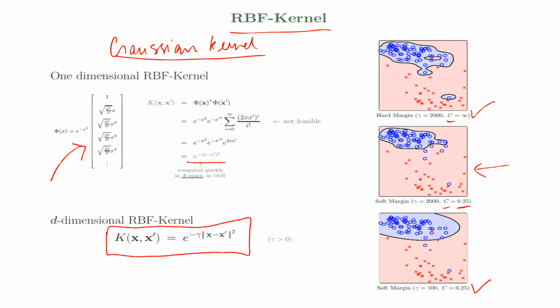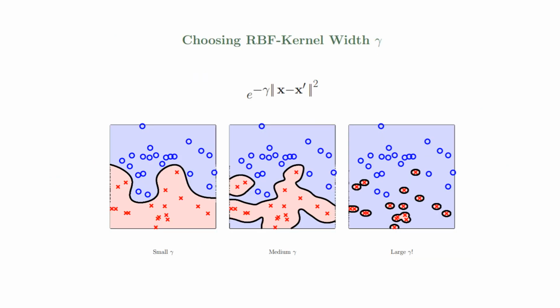where we are trying to balance both, right? With a slight change in gamma and C, we can see what happens to the final classifier. So let's analyze this a little bit. With this particular kernel, there are two parameters that are important. One is the gamma, of course, and the other is the regularization parameter that we just talked about. Let's focus on this gamma because that defines the kernel. This is choosing the RBF kernel width.